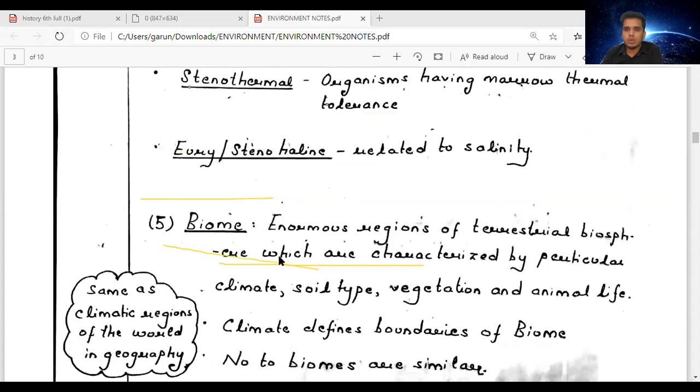Biome: an enormous region of the terrestrial biosphere characterized by a particular climate, soil type, vegetation, and animal life. Climate defines the boundaries of a biome. Humans must have adapted according to the biome, but they have created boundaries on their own.